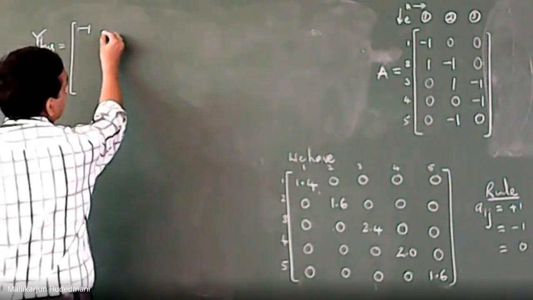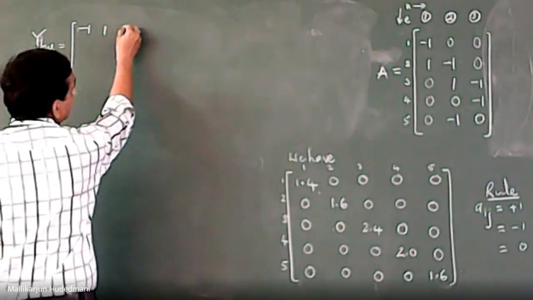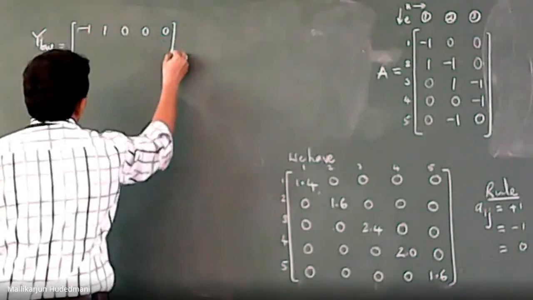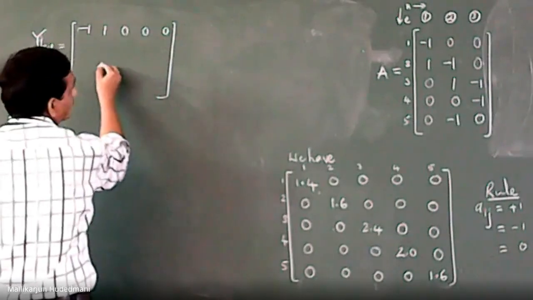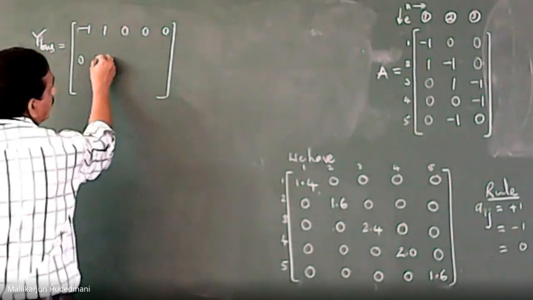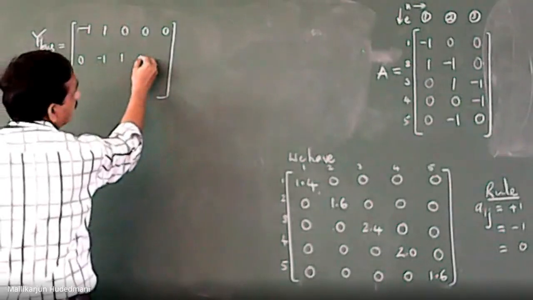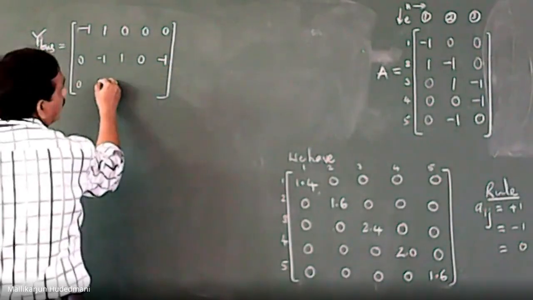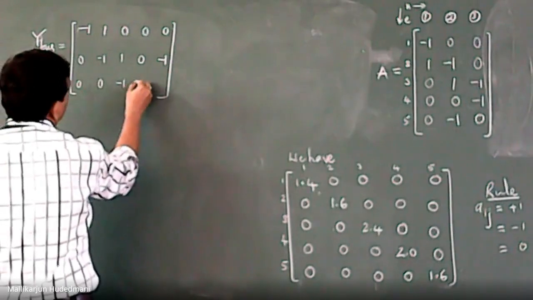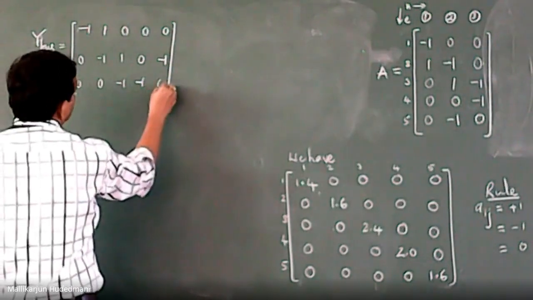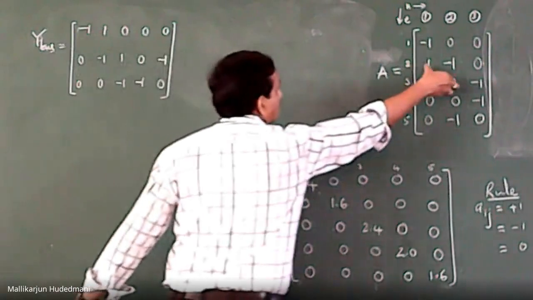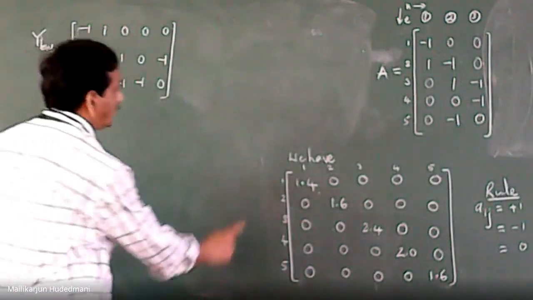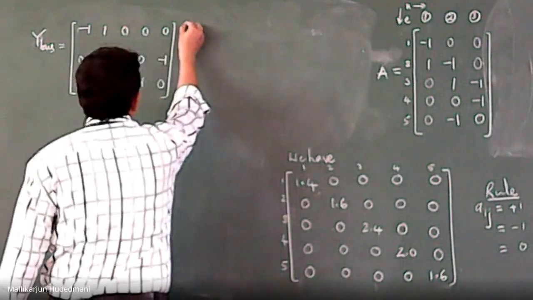Minus 1, 1, 0, 0, 0. This is the dimension. I just place the bracket here. The second row is 0, minus 1, 1, 0, minus 1. This is 0, 0, minus 1, 0. I just took a transpose of this. So I just made it as A transpose into Y. This matrix I multiply here.